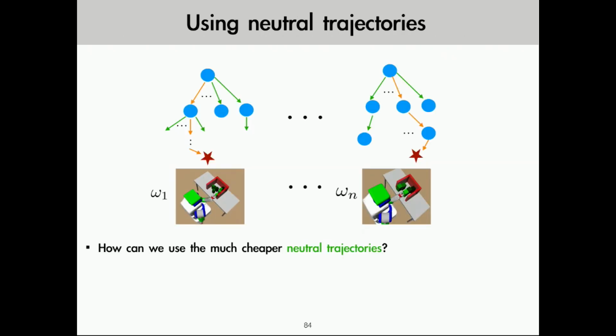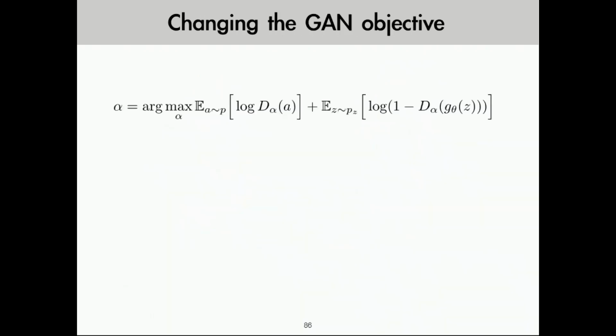But the question that we had at the beginning was, how can you use the much cheaper neutral trajectories, right? The challenge here is that the neutral trajectories are sampled according to a uniform distribution Q, whereas the successful trajectory actions are sampled according to P. So in order to use these samples from distribution Q, we need to change the GAN objective, right?